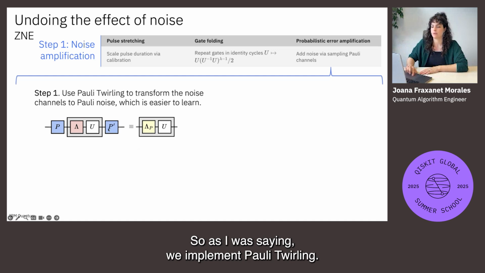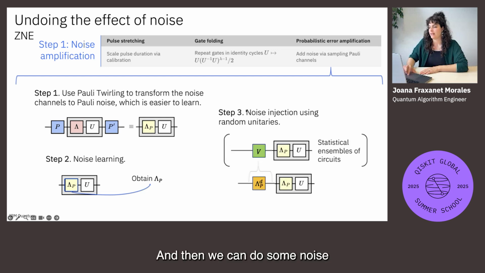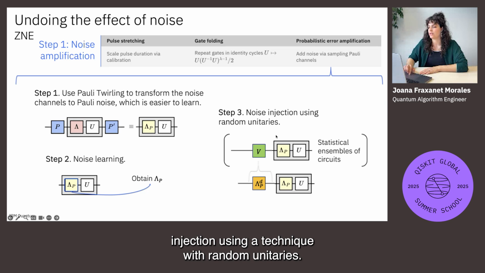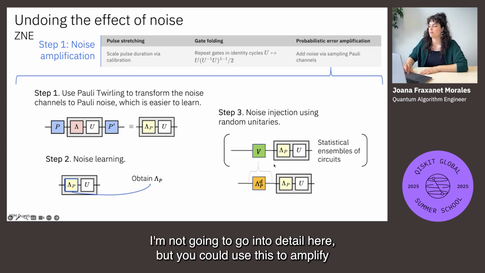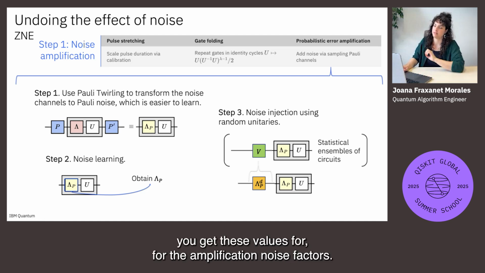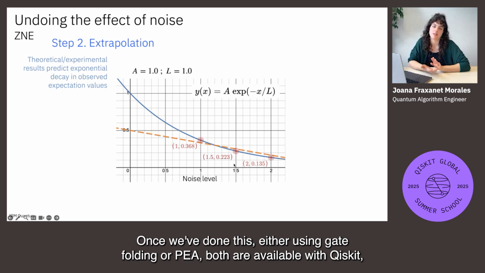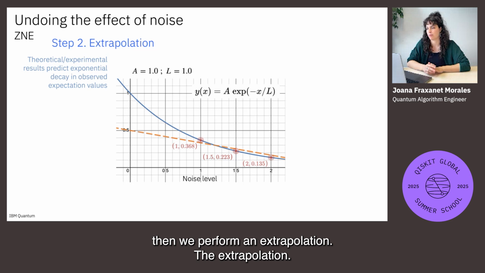So as I was saying, we implement Pauli twirling. We get the lambda p using noise learning. And then we can do some noise injection using a so-called technique with random unitaries. I'm not going to go into detail here, but you could use this to amplify by a certain factor the noise of your device. And in this way, you get these values for the amplification noise factors. Once we've done this, either using gate folding or PEA, both are available with Qiskit, then we perform an extrapolation.